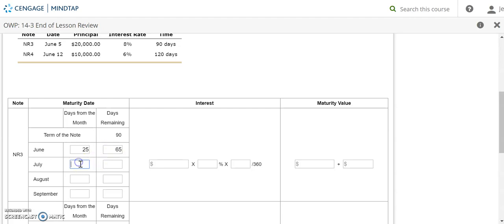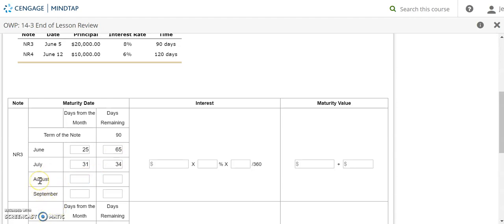Okay, so next we're going to figure out how many days of July we're going to use. Now, there's 31 days in July, so we're going to use all 31 days. Okay, again, we're going to take 65 minus 31. We now have 34 days left.